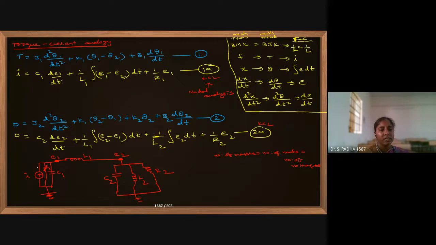This is incoming current towards E1. This is outgoing current. This is also outgoing current. And here all these are outgoing currents. Incoming currents, we don't have anything. Equation 2a, left side is 0. So incoming current is 0.